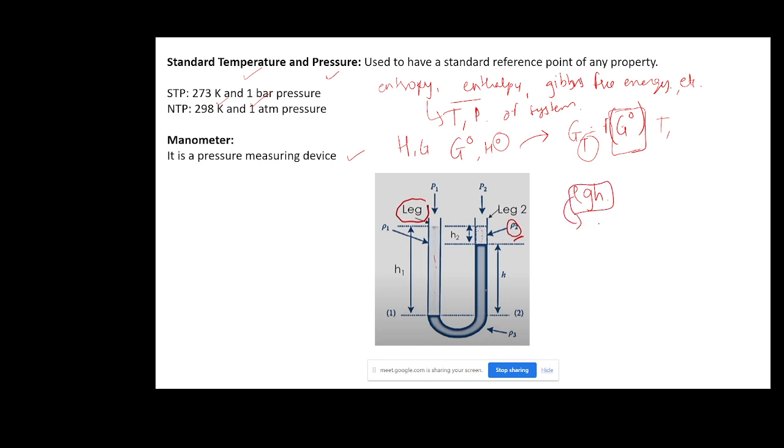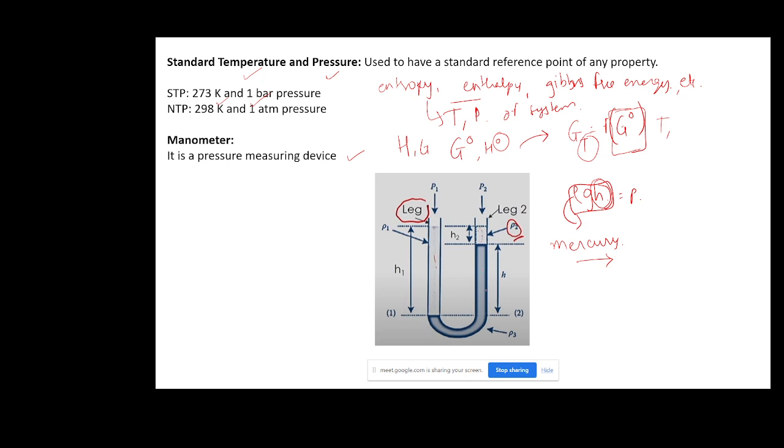So the higher the density, for the same pressure, the lower the height required. So a lower amount of liquid is required, which is why we use mercury, as in many cases in U-tube manometers. Okay, so how does this manometer work?